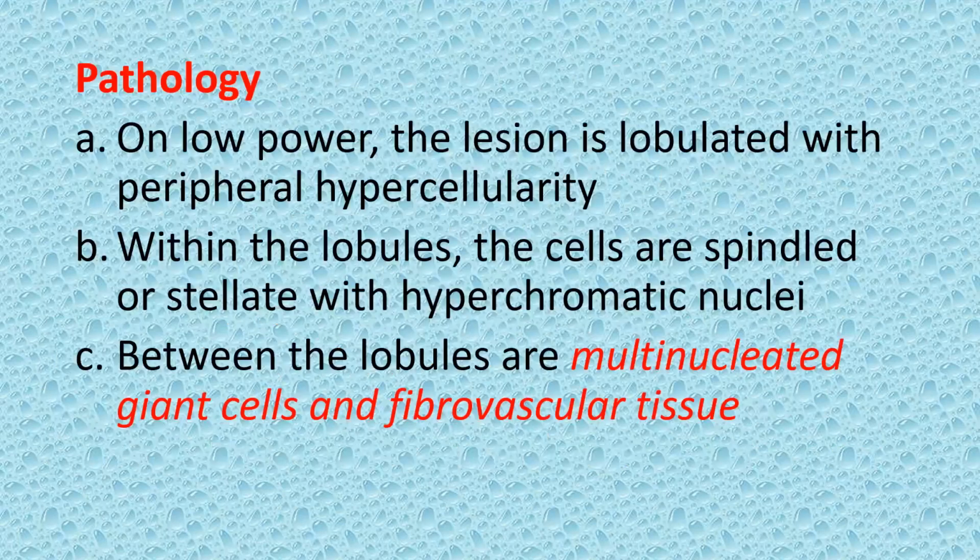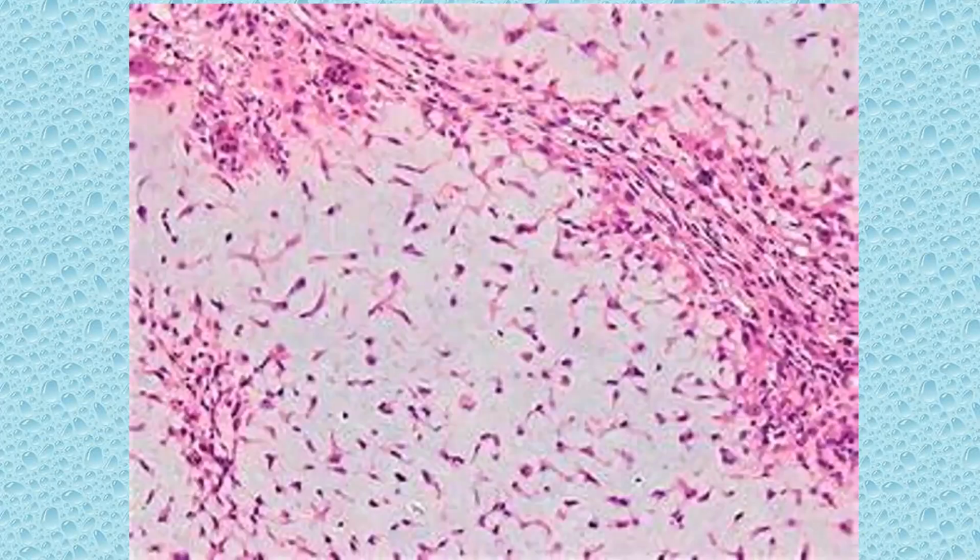On low power, the lesion is lobulated with peripheral hypercellularity within the lobules. The cells are spindled or stellate with hyperchromatic nuclei. Between the lobules are multinucleated giant cells and fibrovascular tissue. This shows you how it's lobulated, tells you about the character of the cells. It's not very aggressive. Okay, so it's a cartilaginous lesion. Look at the stellate, the spindle-shaped cells, the hyaline type of matrix.